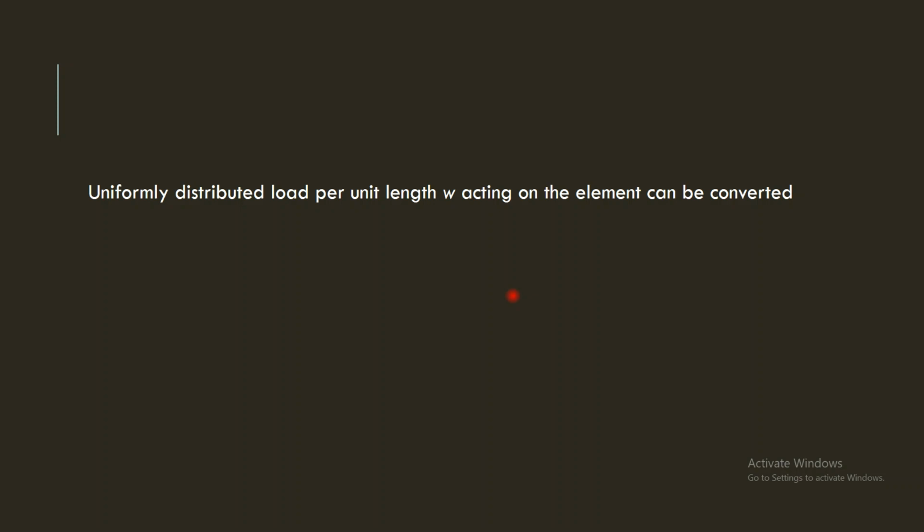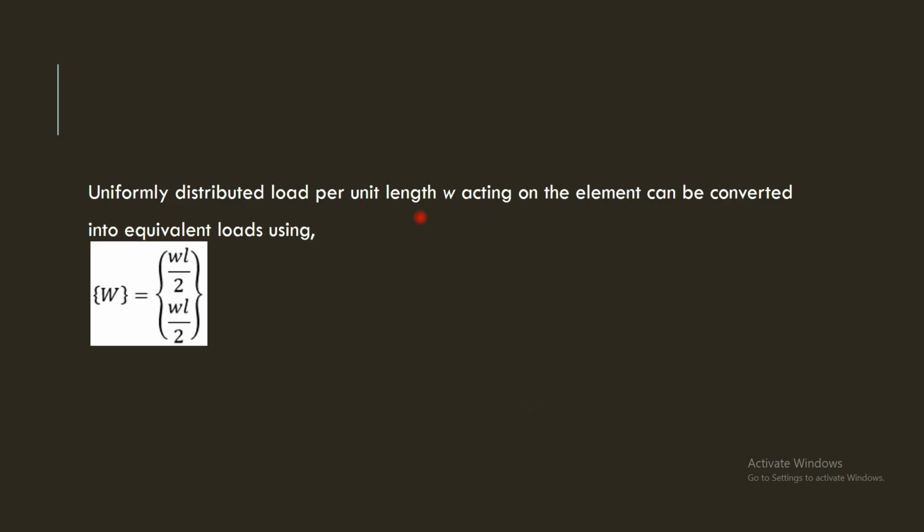Okay, so let's see. Directly I am going to show you the equation related to that. So this is the equation. W is equal to WL by 2 and WL by 2. So this indicates, if I take a single element consisting of two nodes, the whole uniformly distributed load is being applied to node 1 and node 2. That's what the meaning is.